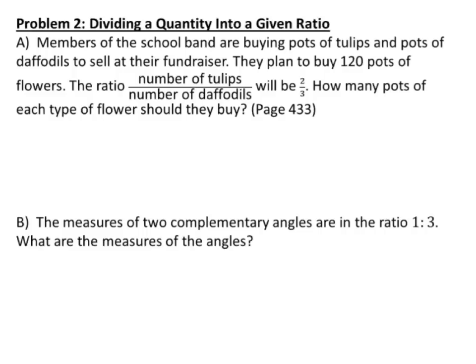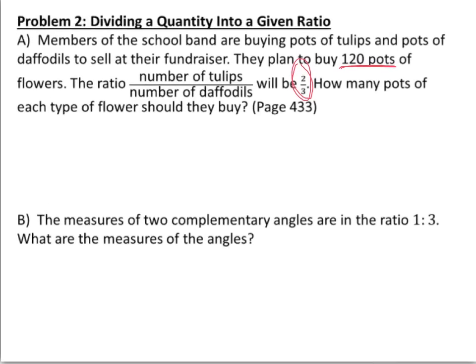Here's another word problem. Members of the school band are buying pots of tulips and pots of daffodils to sell at their fundraiser. They plan on buying 120 pots of flowers, and the ratio that they want is 2 to every 3. So how many pots of each type of flower should they buy? So I can write this up as an equation. Things I know. I know that the ratio is 2 to 3. That means for every 2 pots of tulips, there's going to be 3 pots of daffodils. So that's a total of 5 pots for the ratio, because I have to add my ratios together.